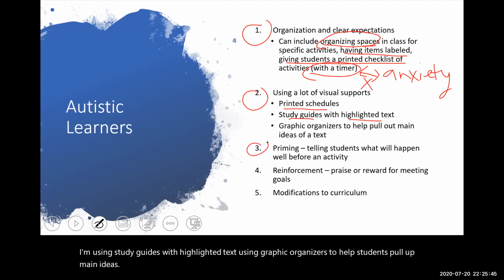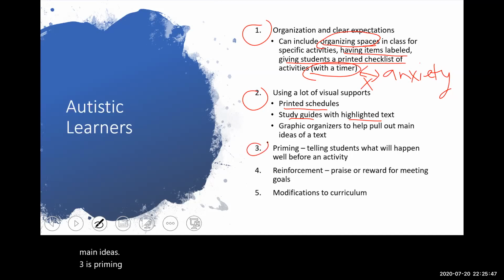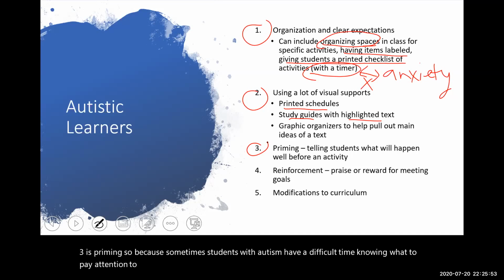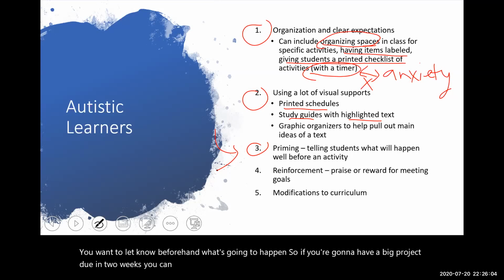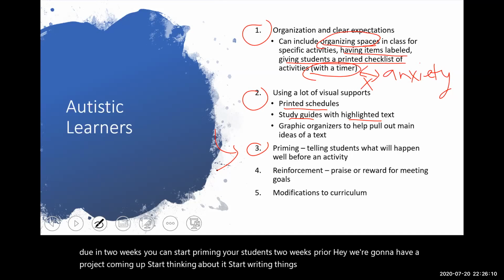Number 3 is priming. Because sometimes students with autism have a difficult time knowing what to pay attention to and may get off task a little bit, you want to let them know beforehand what's going to happen. So if you're going to have a big project due in 2 weeks, you can start priming your students 2 weeks prior. Hey, we're going to have a project coming up. Start thinking about it, start writing things down. So let students know beforehand what's going to happen.